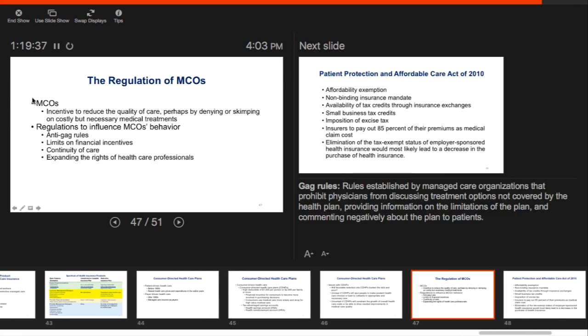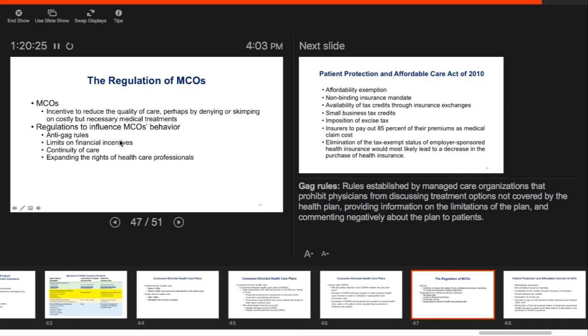The regulation of the MCO was targeted to give incentives to both providers and patients to reduce the quantity of care, by denying or screening out costly care. But we want those people who really need medical treatment to have no restriction in taking their medical care.